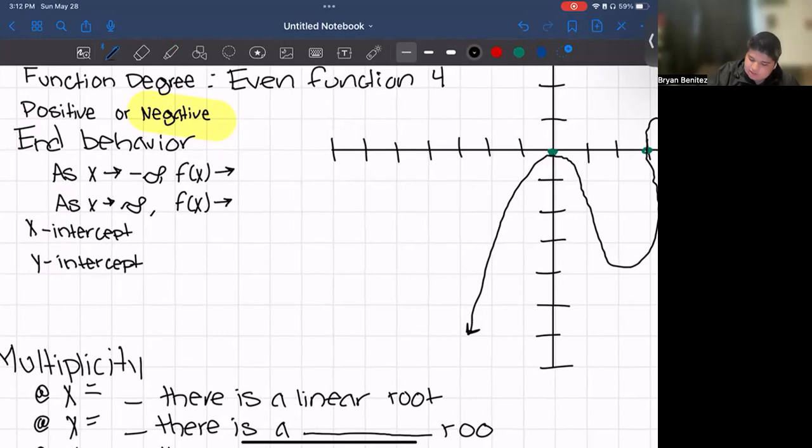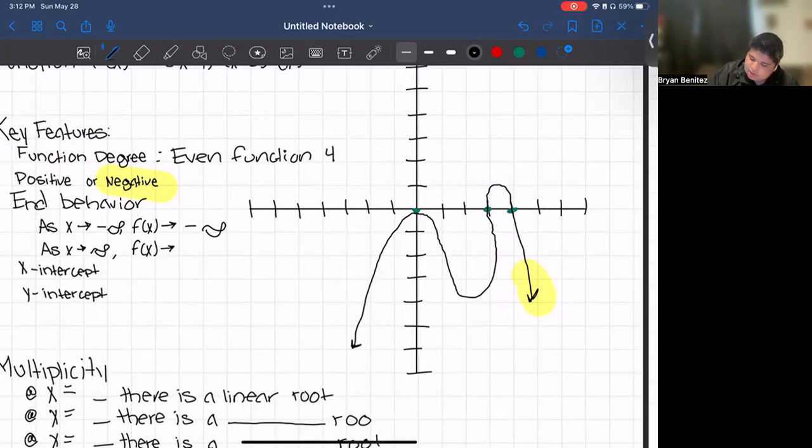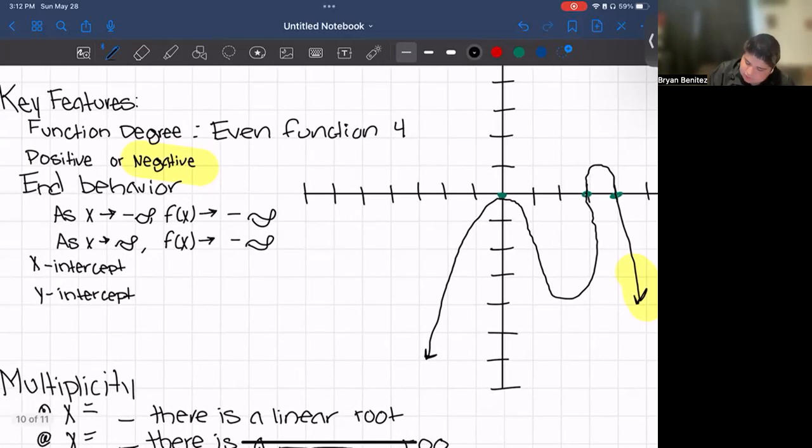So as x approaches negative infinity, f(x) is going to be negative infinity. And as x approaches positive infinity, f(x) is going to be negative infinity because it's going down instead of up.